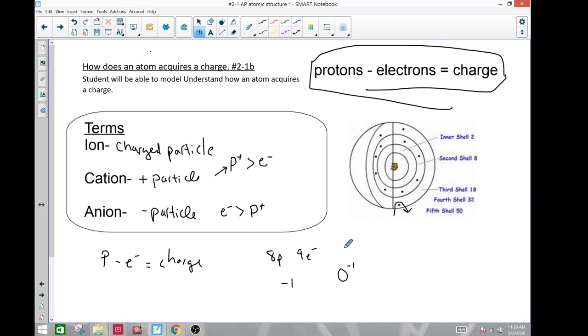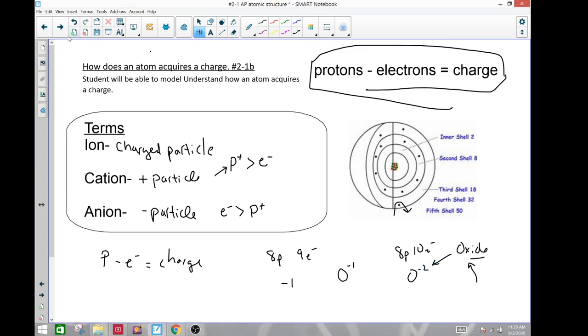The most common ion of oxygen would be -2, which would be 8 protons and 10 electrons. And this would be oxygen with a -2 charge, and that actually has a name called oxide. So sometimes when you have an "ide" at the end, that's a symbol of a negative. Not always. It's a symbol of a negatively charged particle, with its most common charge being that charge.